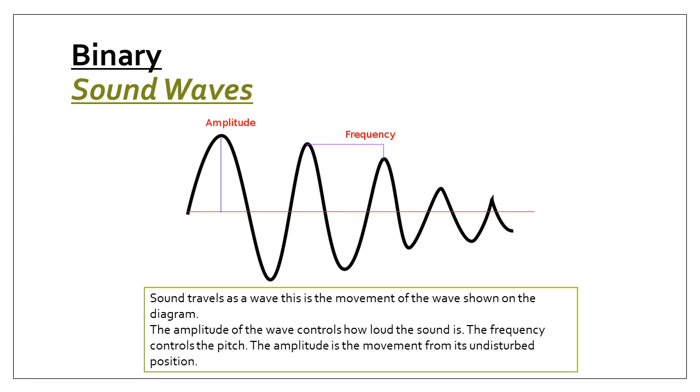So sound travels as a wave. We've possibly seen this in physics before now. This is the movement of the wave shown in a diagram above on the slide. The amplitude of the wave controls how loud the sound is. The frequency controls the pitch. The amplitude is the movement from its undisturbed position in the middle, or zero.